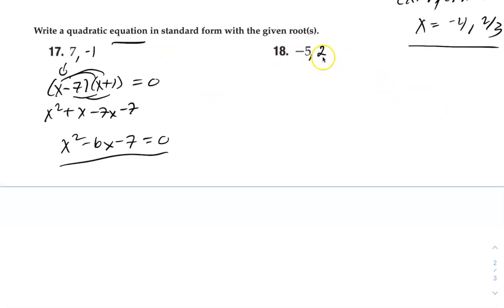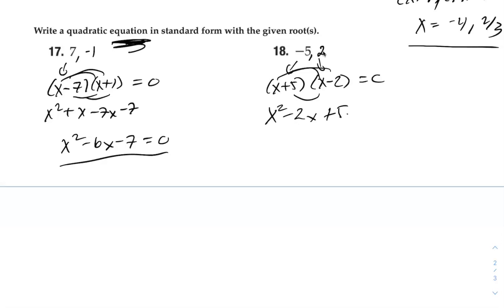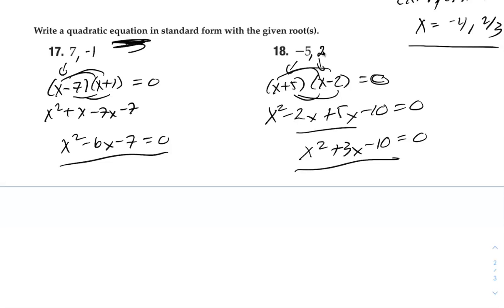So here, same idea. How did I get negative 5? It came from x plus 5. How did I get 2? It came from x minus 2. Set equal to 0 because it is an equation. Then we distribute. So x squared minus 2x plus 5x minus 10 equals 0. Let's see. Add up like terms. X squared plus 3x minus 10 equals 0. So there's our answer. Here we go.